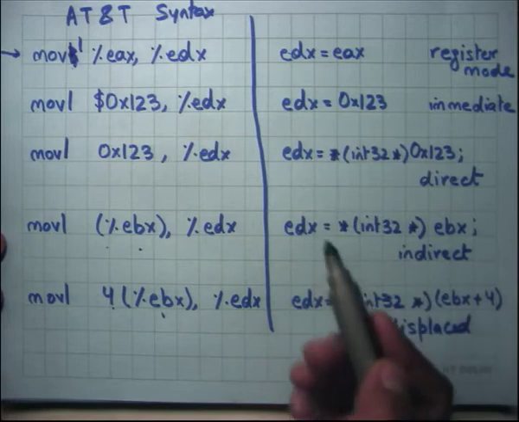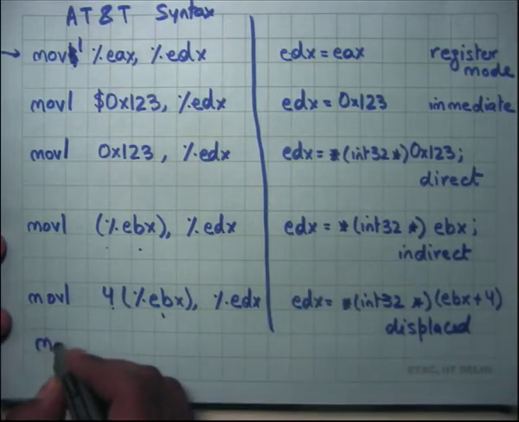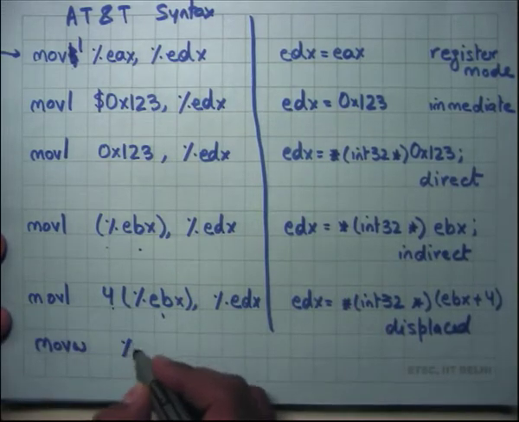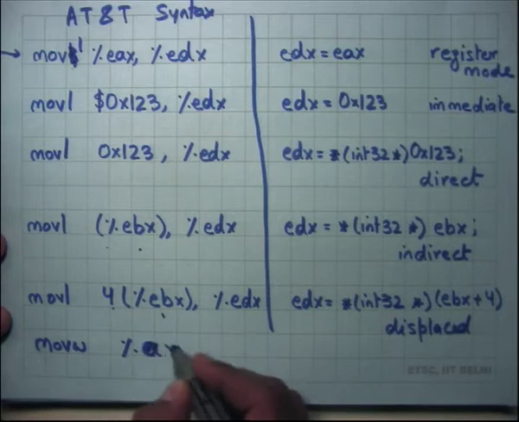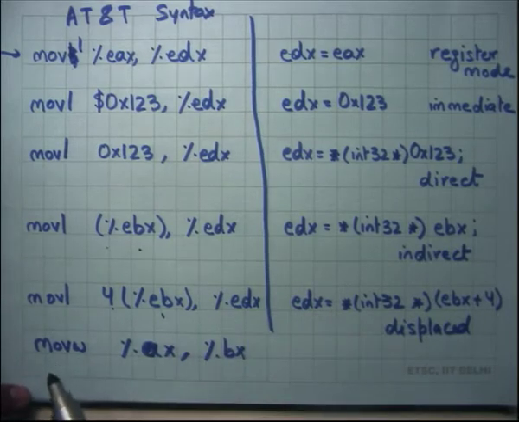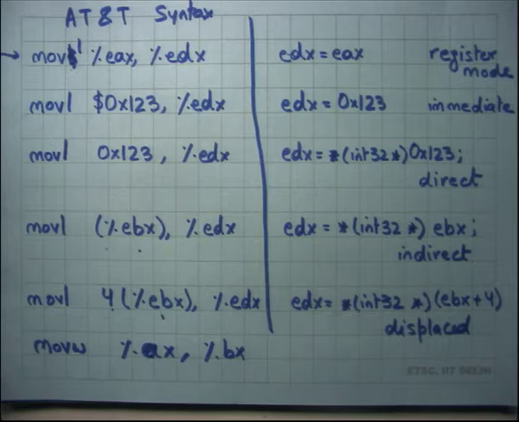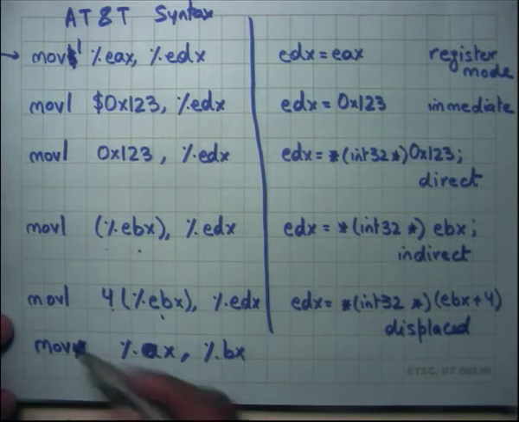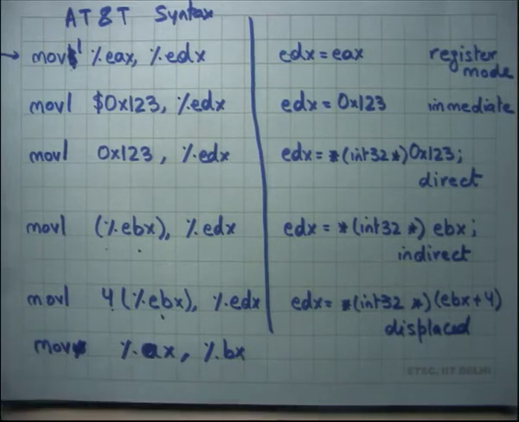But if I want to say, for example, move W, I would want to say movw AX, BX, right? Often the suffix is inferable from the operands. So for example, if I didn't say W and I just said move AX, BX, the assembler would be able to figure out that it's a 16-bit operand, so it'll itself suffix it with W. But for some cases, it may not be possible to infer the operand size.